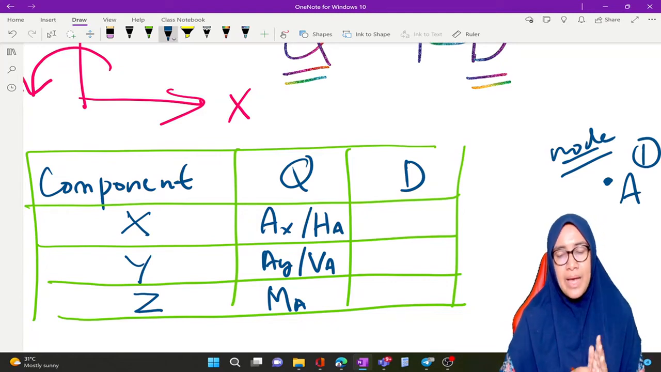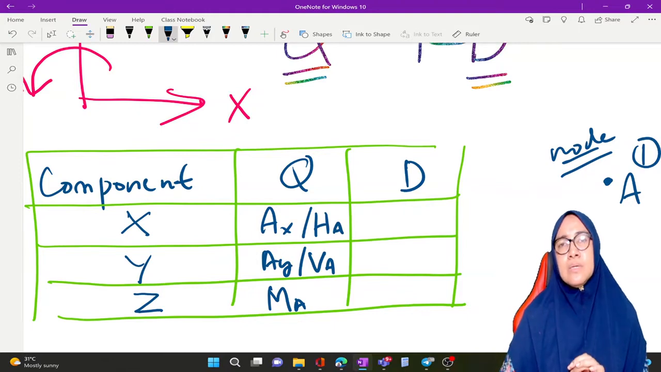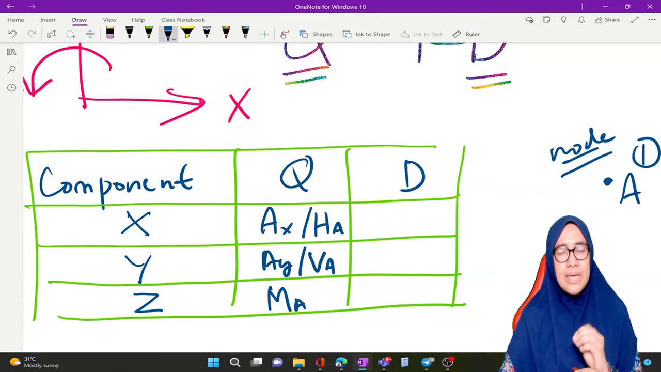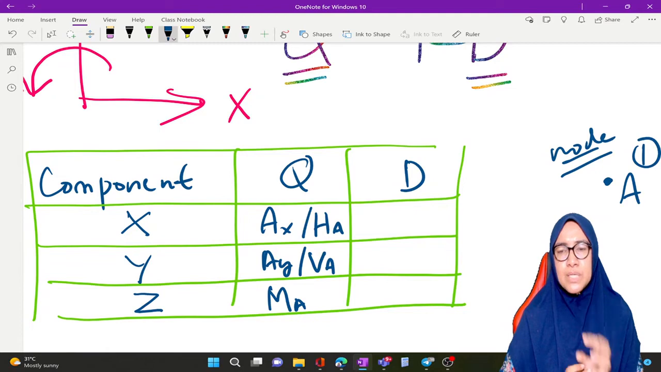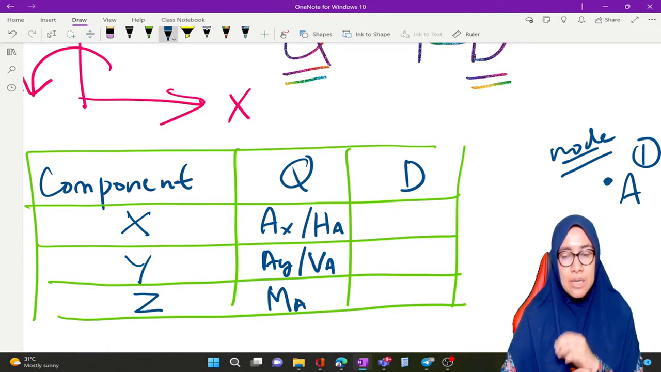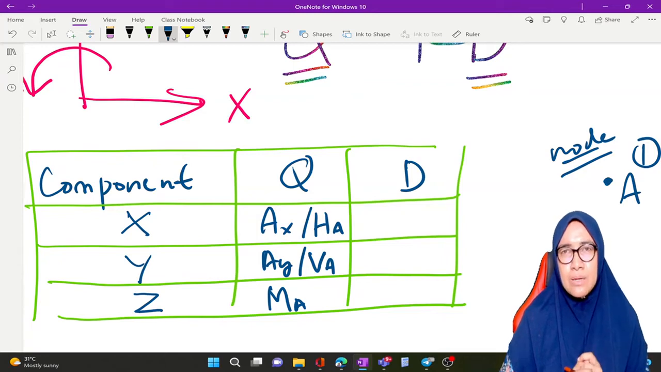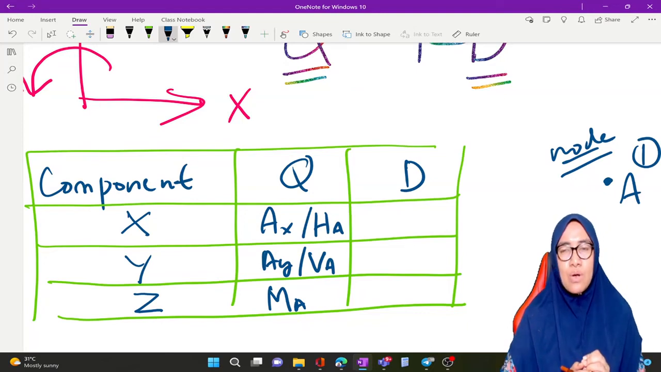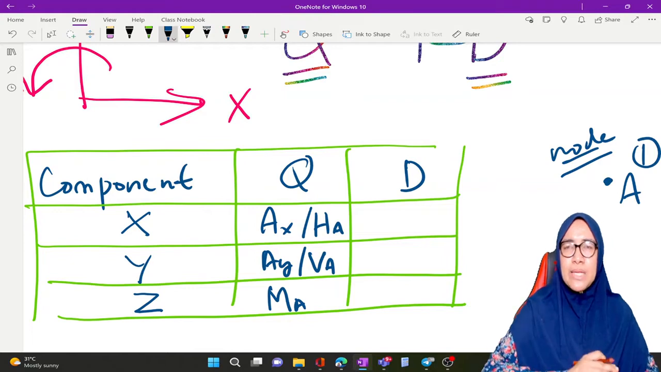And if it is representing moment, it is moment at position A or moment at position B. So that represents component Z. Okay, that's about forces. Now we move to displacement.